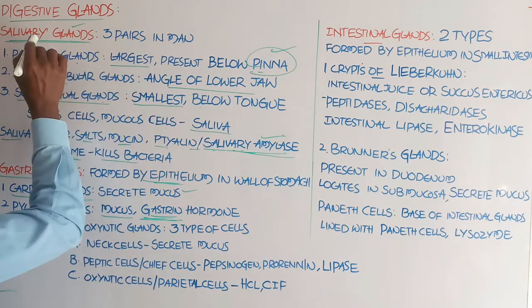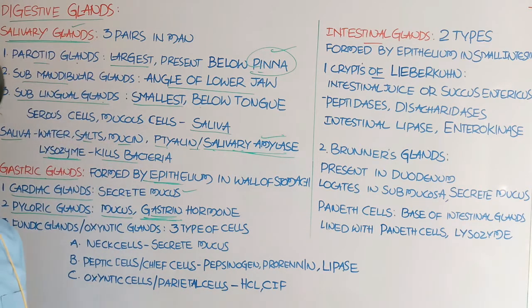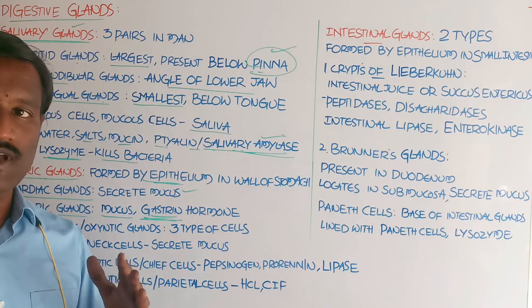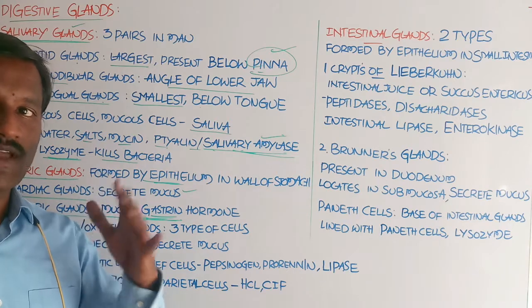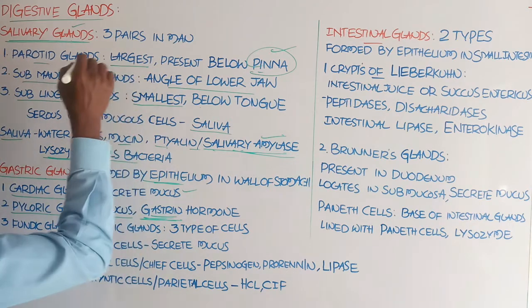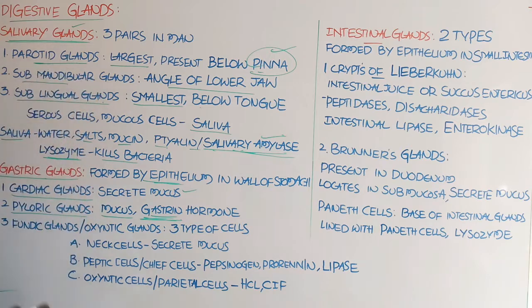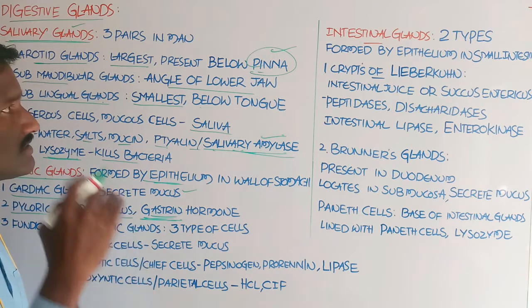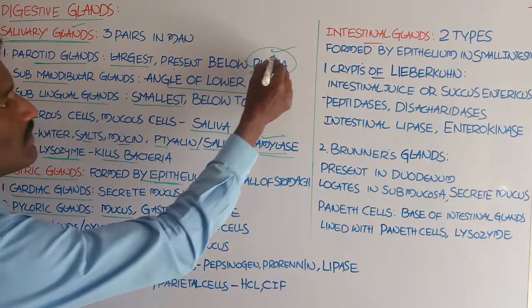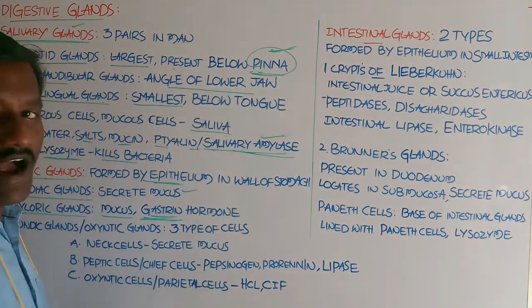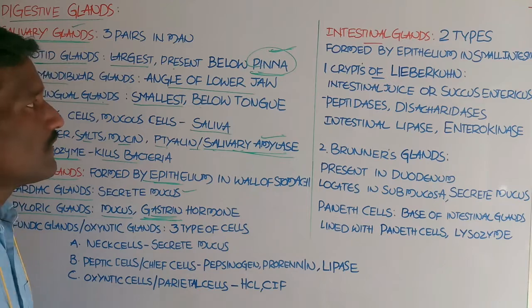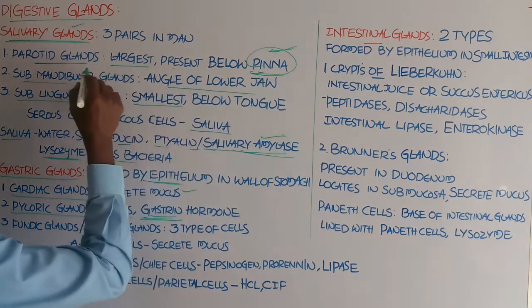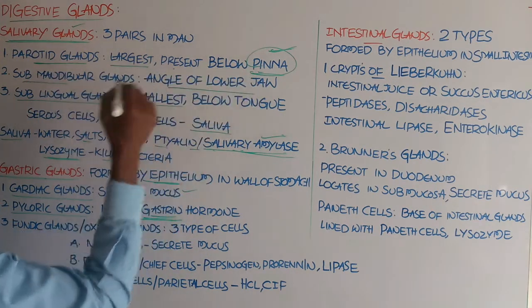First one is salivary glands. In human beings, salivary glands are 3 paired in number. The first one is the parotid glands. Parotid glands are the largest salivary glands, present below the pinna. Pinna means outer ear, external ear. These are located below the pinna.